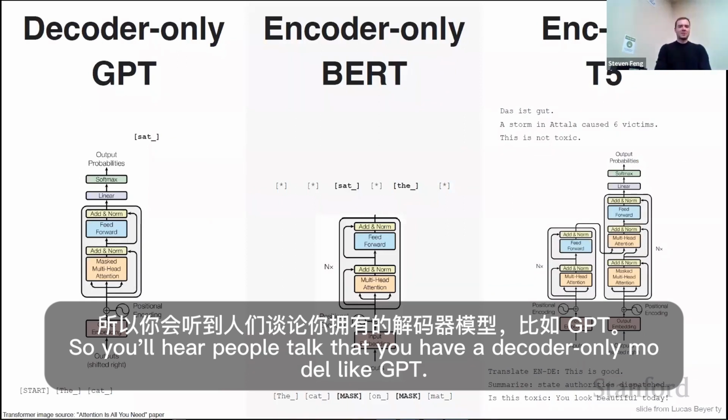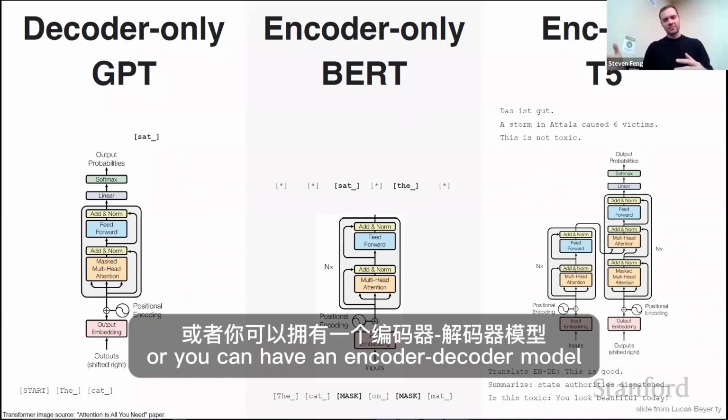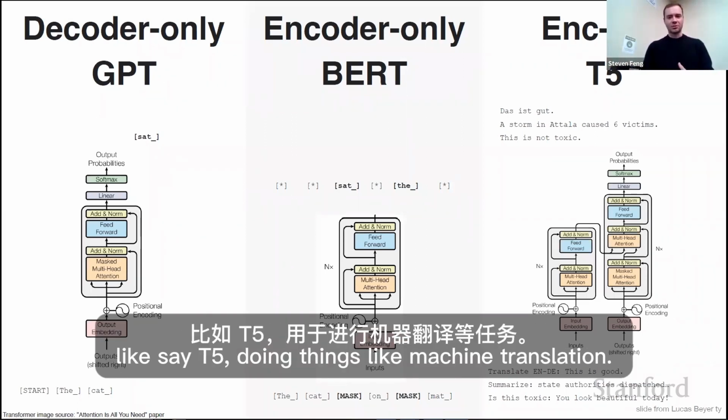So you'll hear people talk that you kind of have a decoder only model like GPT. You can have an encoder only model like BERT, or you can have an encoder decoder model like say T5 doing things like machine translation.